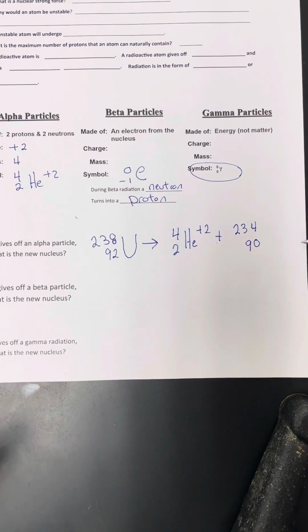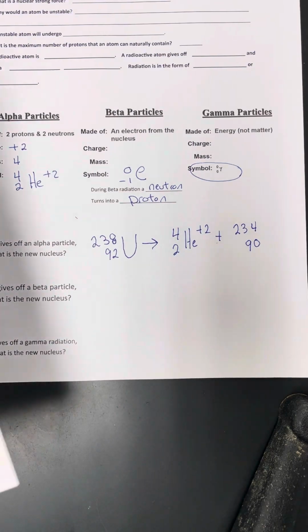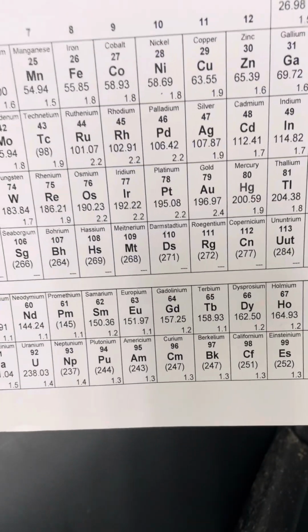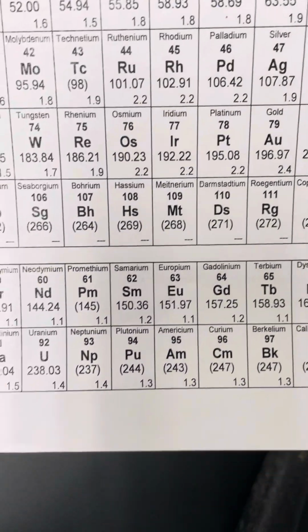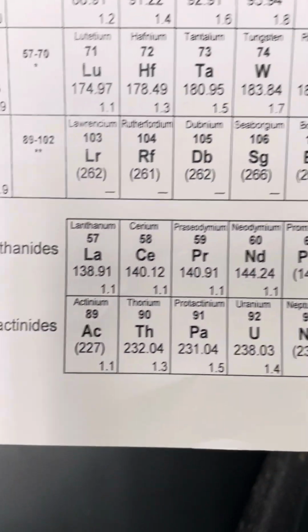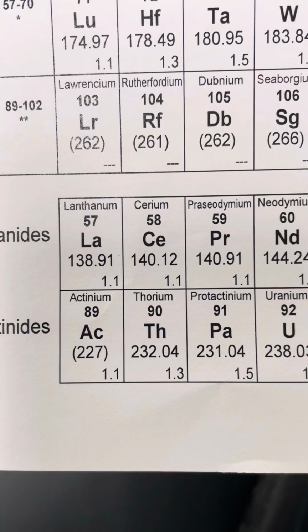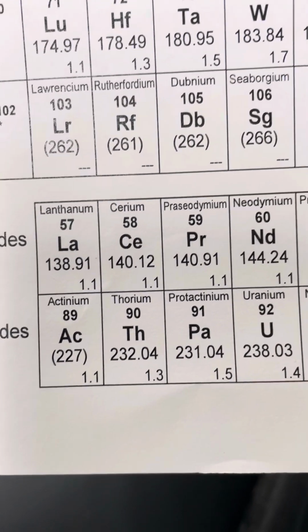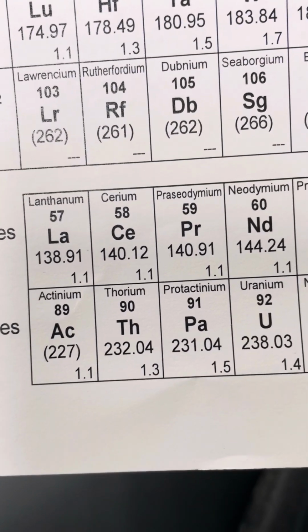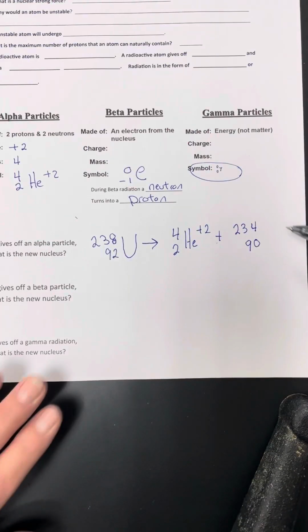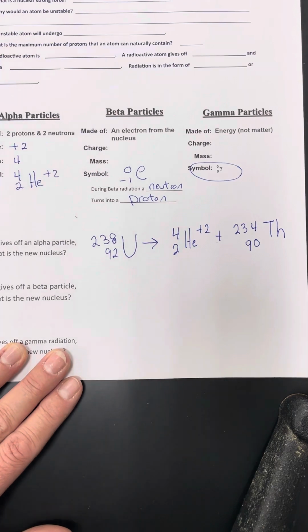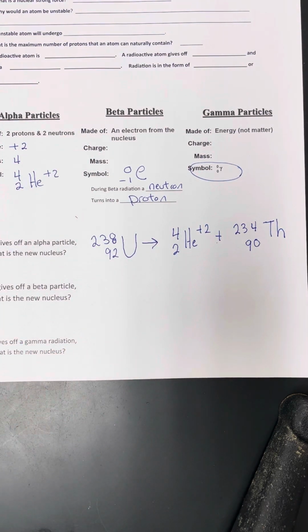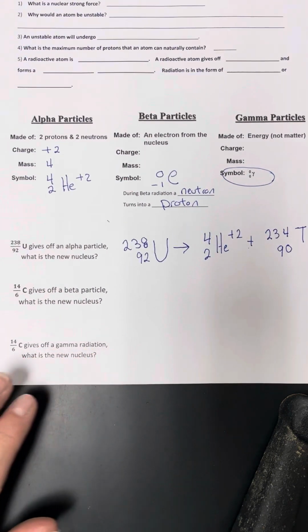We don't know what that is, but we can look that up. So we're going to get our periodic table, and we're going to look for number 90, and there it is, okay? So our new nucleus is going to be thorium. So we're going to put the symbol there. And we have it. We've made that equation, okay? Let's try the next one.